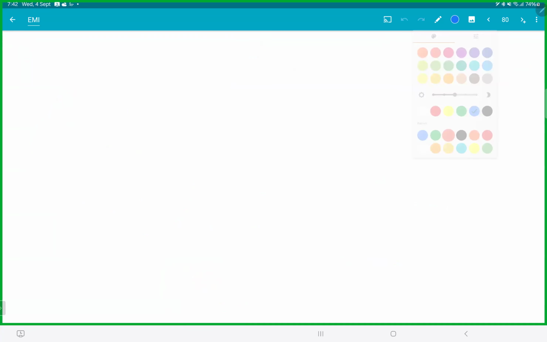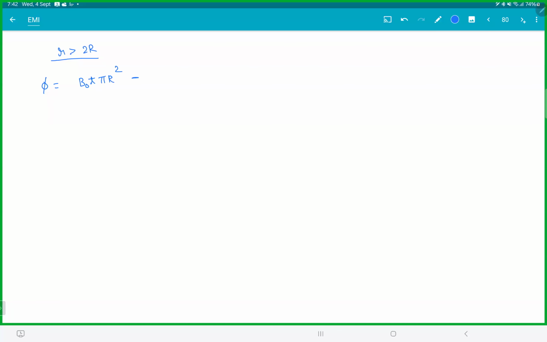So if you go for R greater than 2R, the flux will be B naught into T into pi R square minus this will be 3B naught T into pi R square. So the minus sign simply indicates the direction we have taken. So we are taking the downward, the field is going down, that is positive.